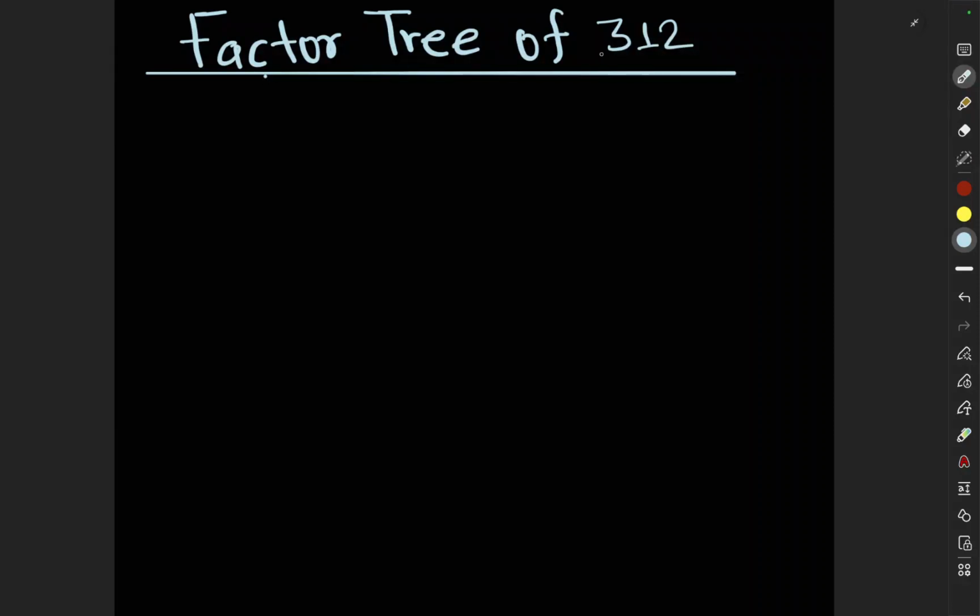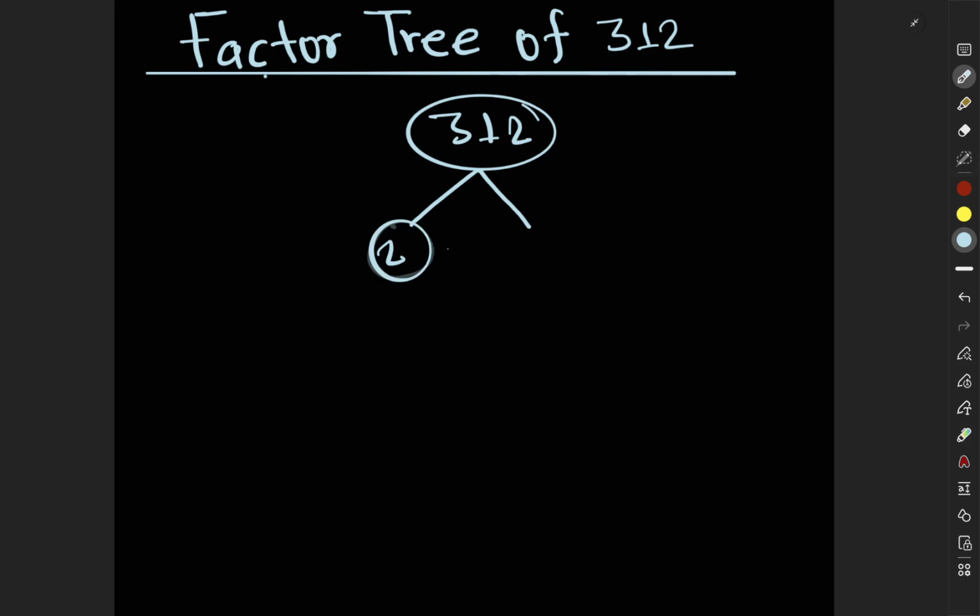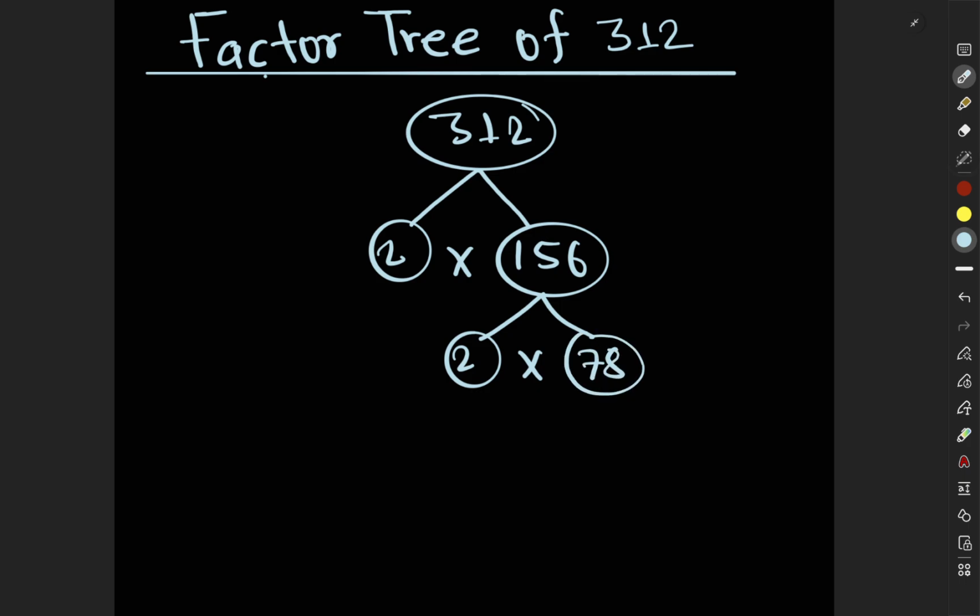Factor tree of 312. So 312 can be written as 2 times 156. So 2 times 156 means it is 312. So 156 can be written as 2 times 78. 2 times 78 means 156.